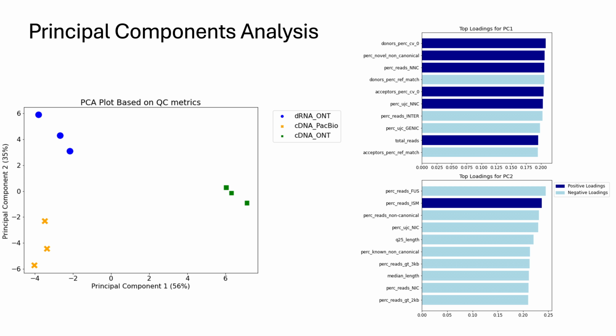On the right, the bar plots show the top loadings for PC1 and PC2. These are the metrics that explain the most variation between samples. For example, separation along PC1 is driven by features like % novel non-canonical junctions and % NNC reads, which have the highest loadings. These aren't all the plots that SQANTI-reads generates.